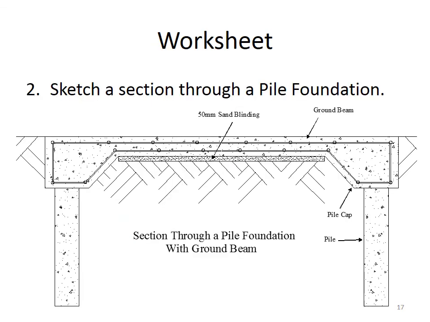Okay, worksheet question 2, sketch a section through a pile foundation. So we can see here we have our 2 piles, we have our cap on top, and then we have our ground beam cast across there with our 50mm sand blinding.